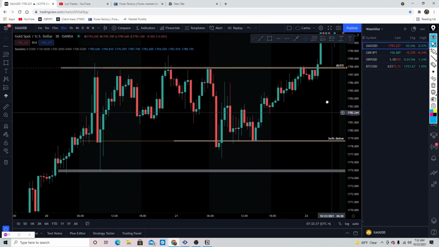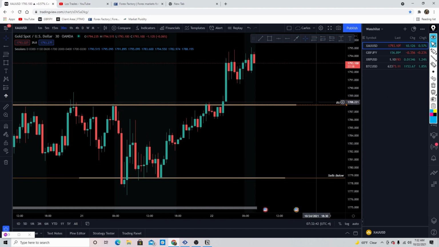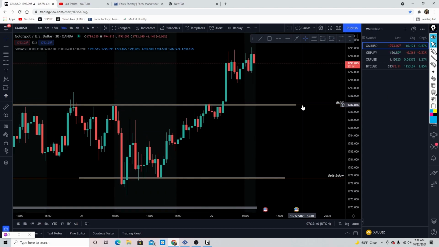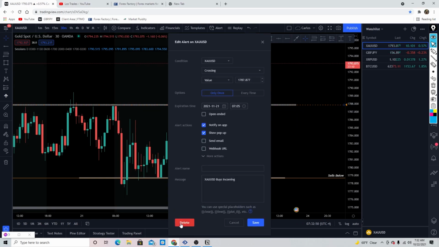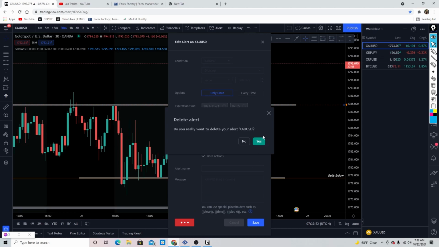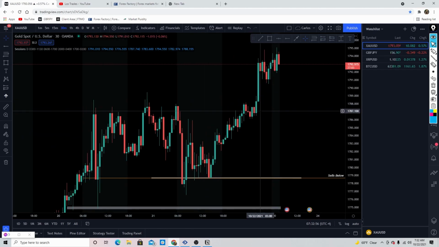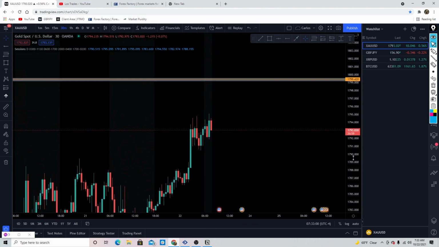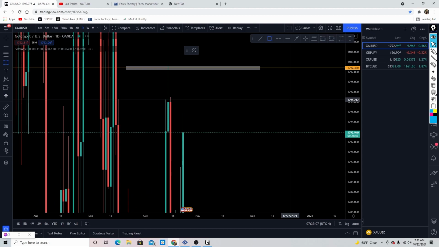All right, so looking on gold, let's see. I want to delete this level right here. I feel like I've been placing my levels wrong this week, not necessarily wrong, but not updating my chart, and for that reason it's been kind of confusing sometimes when trying to take a trade. So let's look at the daily.